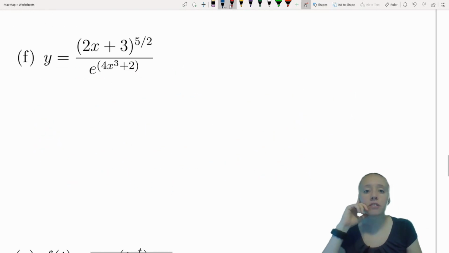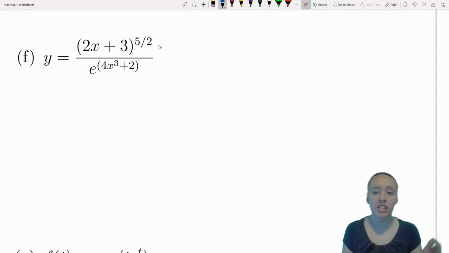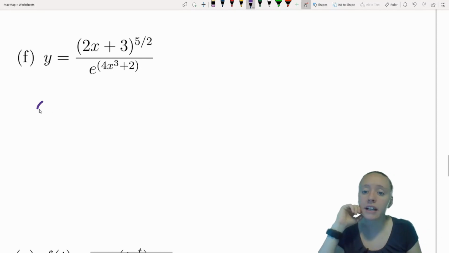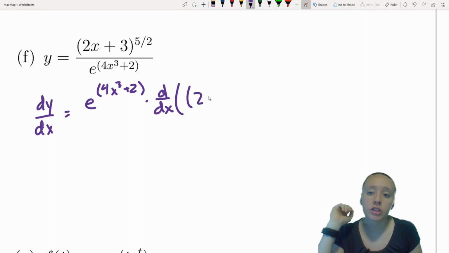In part F, looks like we're going to be using what rule? The quotient rule, because we have some numerator over some denominator, two separate functions. I'm not able really to cancel out that denominator function, so we're going to do the quotient rule. So dy dx is going to be low, which is e to the 4x cubed plus 2, d high, so I'm going to write that as the derivative of 2x plus 3 to the 5 halves.